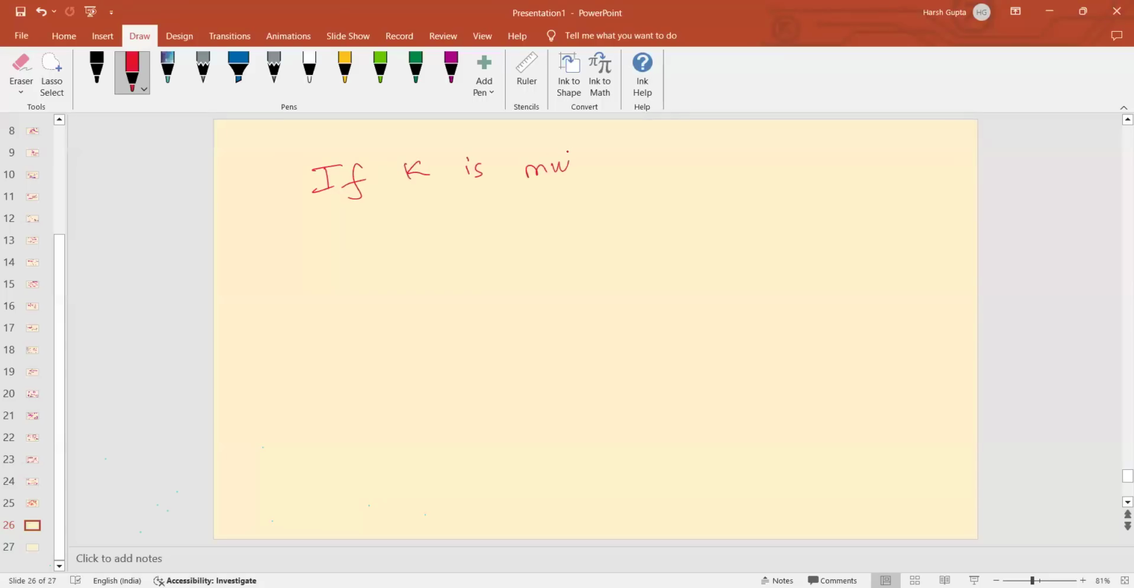So I can say that if k is a multiple of 4, my answer is 0. Not answer, I would say my ugliness. Ugliness will always be 0. Is everyone able to relate with this? That if k is a multiple of 4, the ugliness value will always be 0.